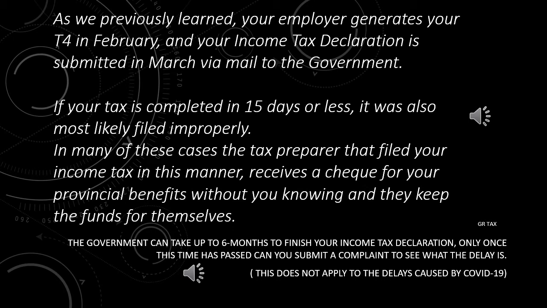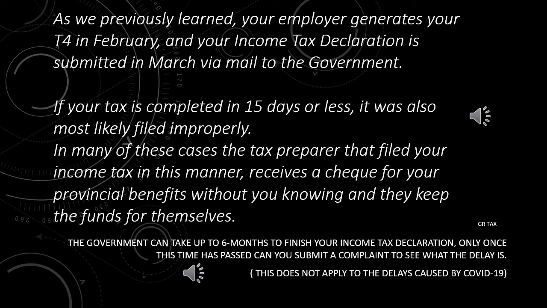As we previously learned, your employer generates your T4 in February and your income tax declaration is submitted in March via mail to the government. If your tax is completed in 15 days or less, it was also most likely filed improperly. In many of these cases, the tax preparer that filed your income tax in this manner receives a check for your provincial benefits without you knowing, and they keep the funds for themselves.